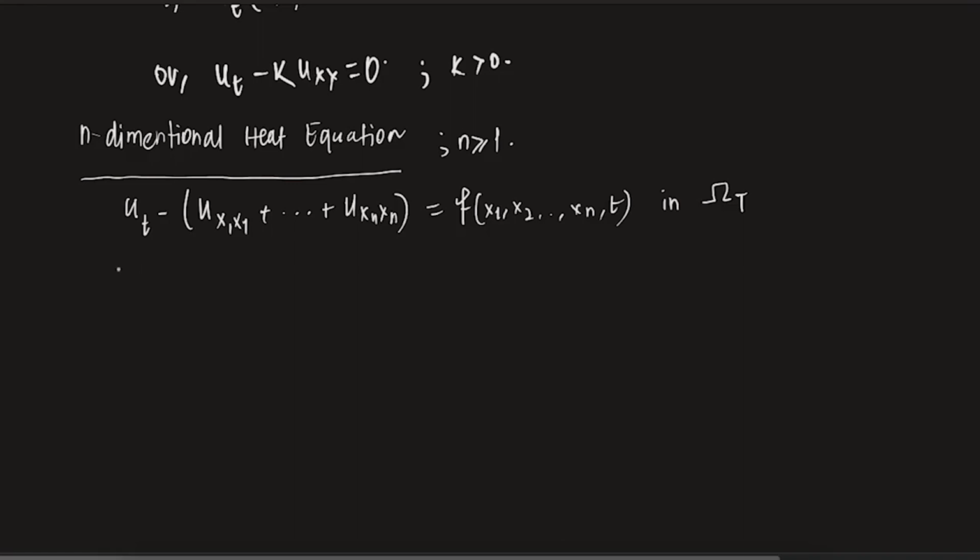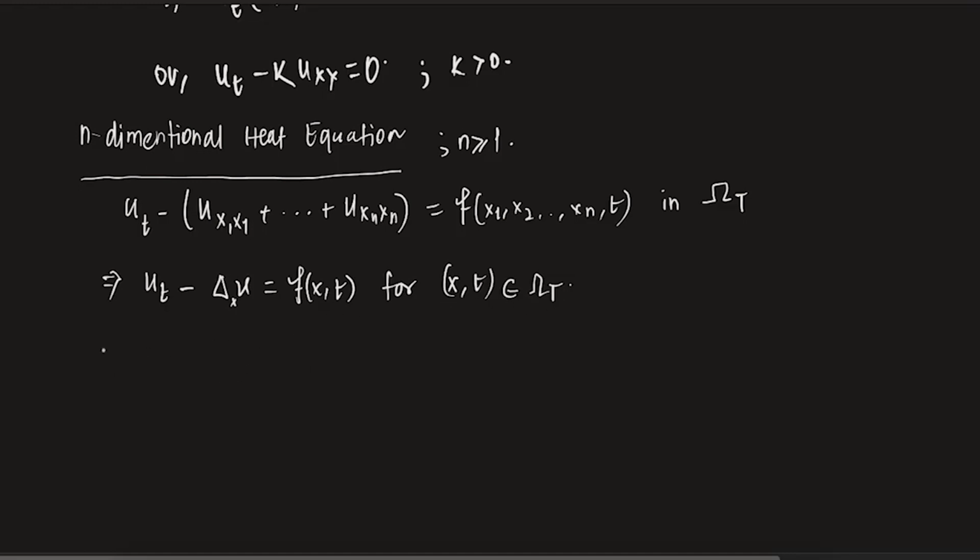Or, if you want to write it properly, generally speaking we write it like this: u_t minus the Laplacian of u. Please remember, this Laplacian is with respect to the x variable only, equals f(x, t) for (x, t) in Omega_T. Okay, so that's your n-dimensional heat equation.